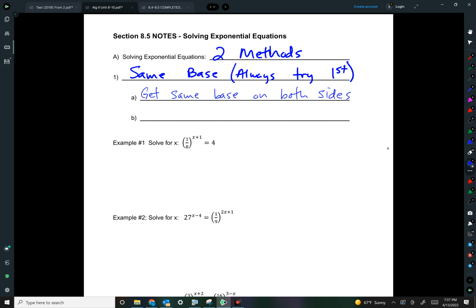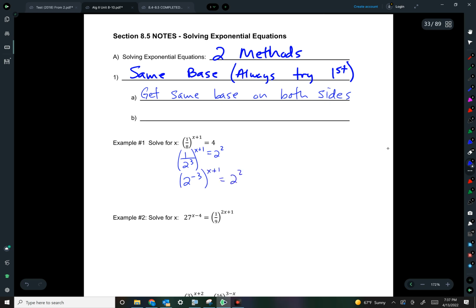So can I get this 1/8 and this 4 to be the same base? Well, I know that I could write 4 as 2 squared. So think of the 1/8. Isn't 1/8 like 1 over 2 to the third? And that's being raised to the x plus 1. I don't really want fractions. So if I bring that 2 to the third up, I could think of it as 2 to the negative 3. And then that's being raised to the x plus 1.